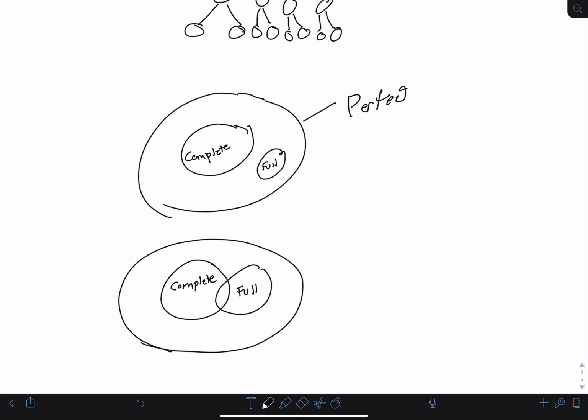I feel like this might confuse people a little bit. What is the overlap? The overlap is special cases.